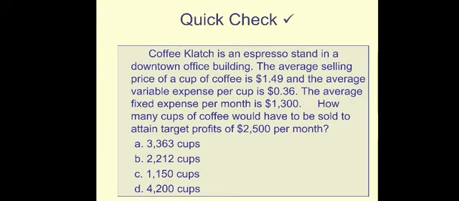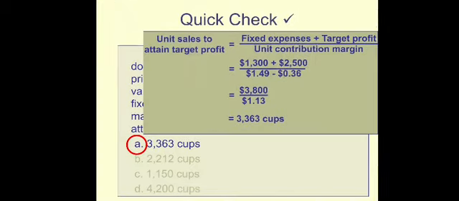Okay, let's see this example. So Coffee Clash is the business that you have seen in the previous slide. The price is $1.49, unit variable cost is 36 cents, fixed cost per month is $1,300. And then the question asks you how many cups of coffee have to be sold to attain a target profit of $2,500 per month. So easy, isn't it? So you just use the formula, or the contribution margin method.